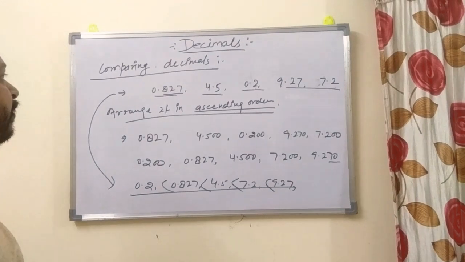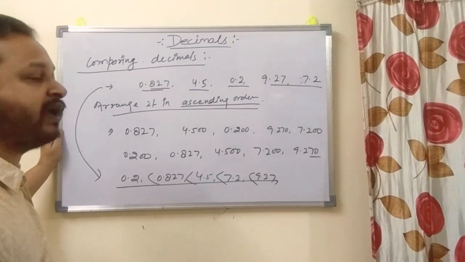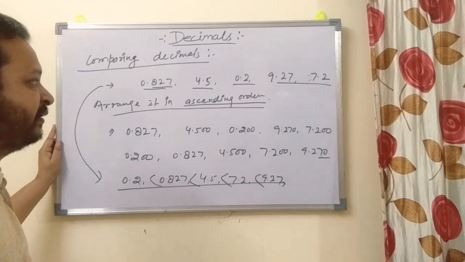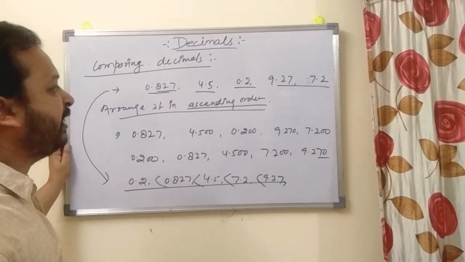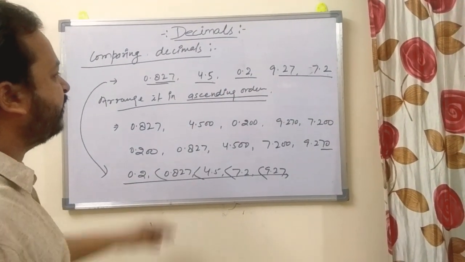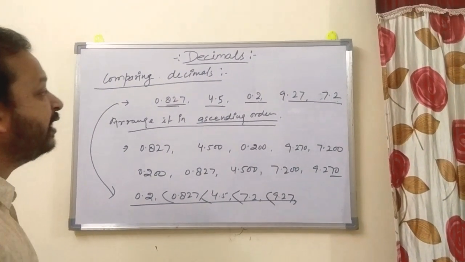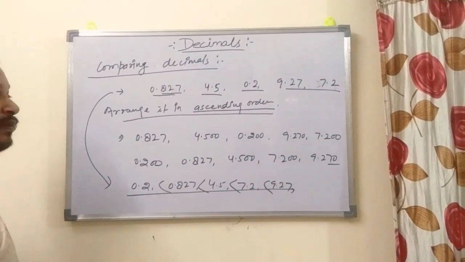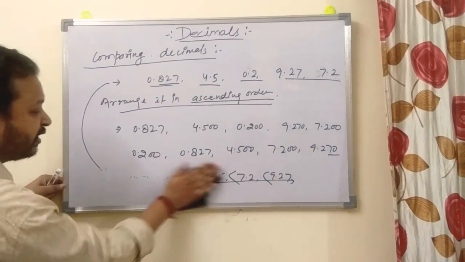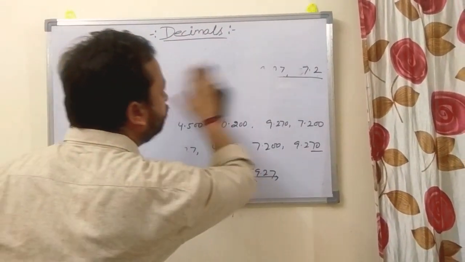Whether the question asks to arrange in ascending order or descending order, first you have to convert them into like decimals and then compare. If the question asks for the ascending order, compare the decimal parts first, and if the question asks for the descending order, compare the whole part, because in descending order the biggest number should be written first. So now come to the next part, conversion of decimal into fraction and fraction into decimal.